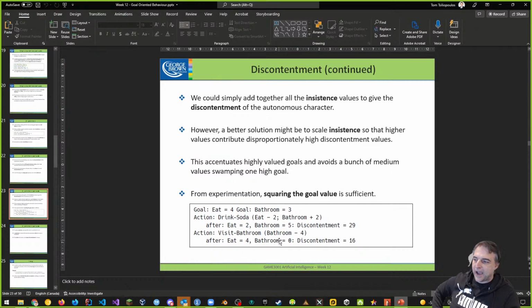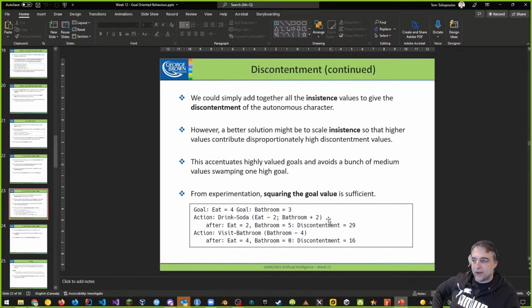Does that make sense? So that's why adding it up isn't the same as squaring. Squaring makes more sense. So now in the new state, if I was going to just loop through this scenario over and over again, my eat would be 2 and my bathroom would be 2. So now what would I do? With 2 and 2, again, I would have a discontentment of 8, and I could take a drink action, which would drive my eating down to 0, and it would drive my bathroom up to 4.